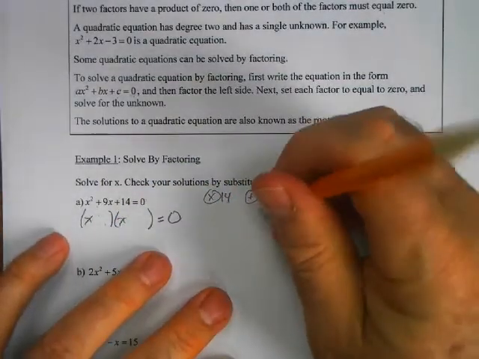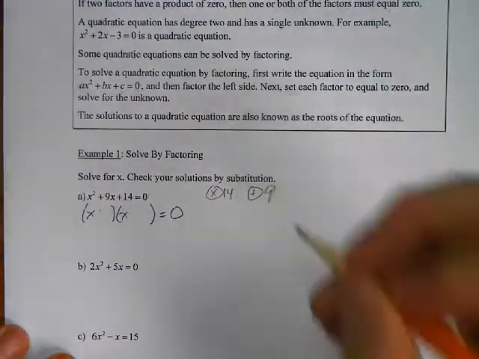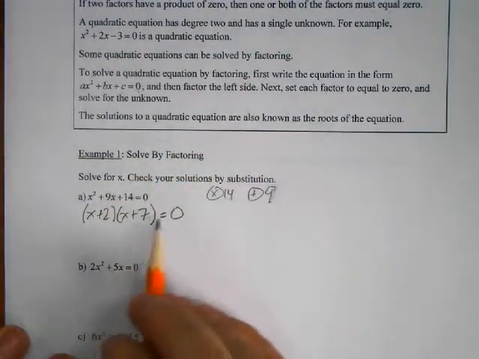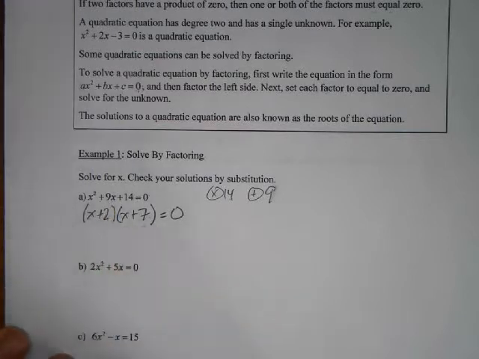Sorry, I was right the first time. No, I wasn't. So they add to 9, and the two numbers are positive 2 and positive 7. And you can check this. If you expand this, you're going to get x squared plus 7x plus 2x. That adds to 9x plus 14.